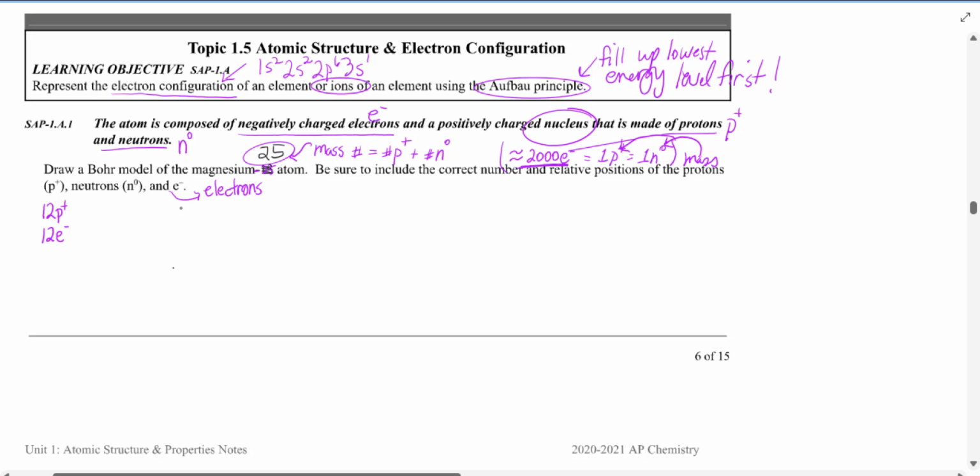Let's go ahead and figure this out. 25 is equal to the number of protons, which is 12, plus the number of neutrons. If we do some algebra here, the number of neutrons is going to equal 25 minus 12, which is equal to 13. So a magnesium-25 atom has 13 neutrons. Neutrons and protons are located in the nucleus, and the electrons surround the nucleus.